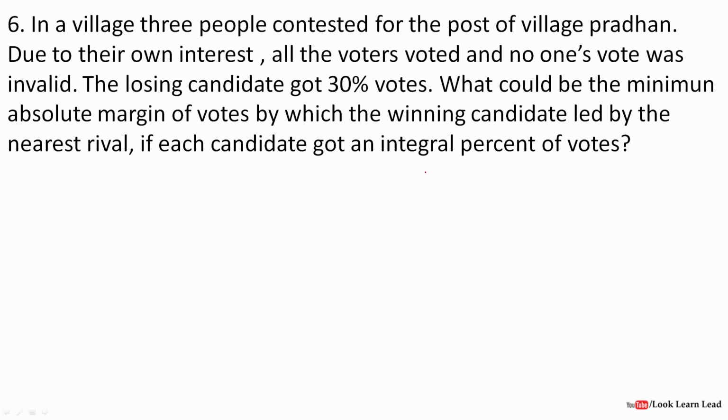In a village, 3 people contested for the post of village pradhan. Due to their own interest, all the voters voted. One's vote was invalid. So everyone in the village voted. The losing candidate got 30% of vote. So initially we have 100% of vote, and suppose P1 lost. So P1 got 30% of vote. The remaining P2 and P3, one of them is the winner.